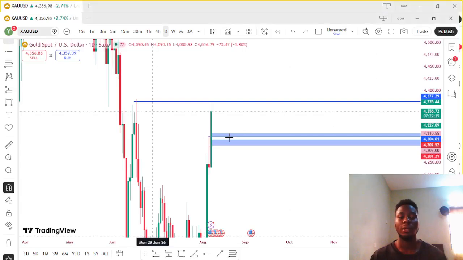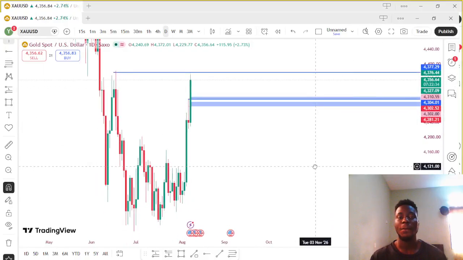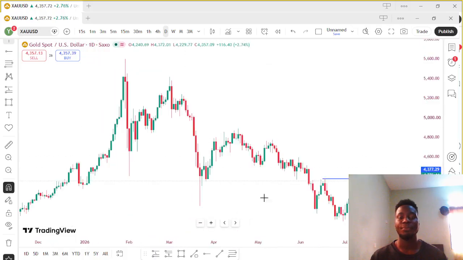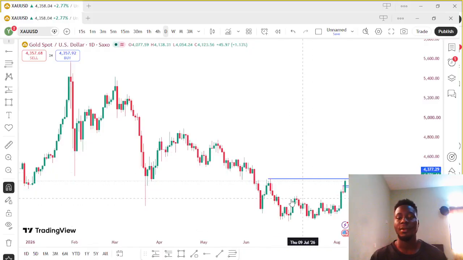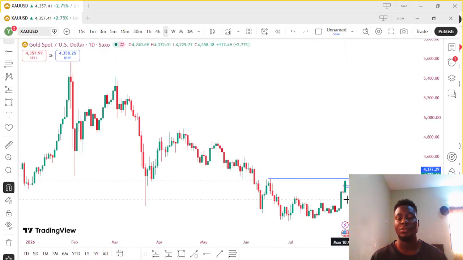Alright, so this was how my trade went today. You can see gold was initially in a very strong downtrend before breaking out from this particular level. That was 3 days back.